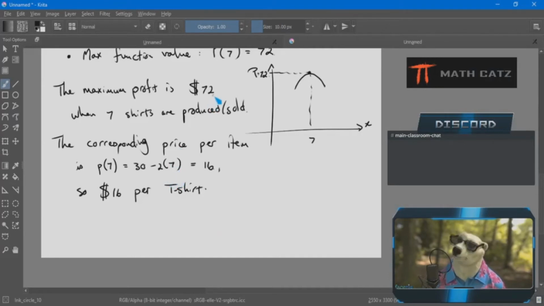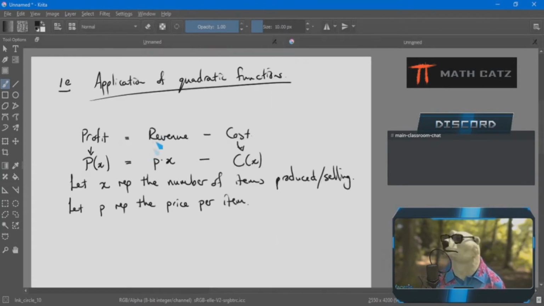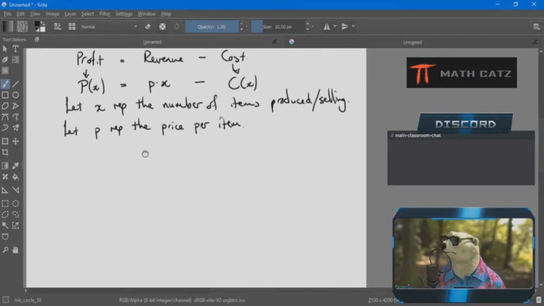me the maximum profit. Maybe $72 is a lot for me, maybe not. I can then decide. And I should charge $16 per t-shirt and so on. Then I can decide. Right now I have all the information. Should I move forward with this based on this analysis? Yes or no? It's up to you. Another question is, what is the break-even point? Let's write that down first.